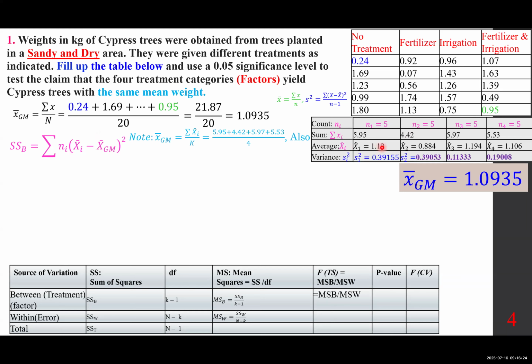times 1.19 minus 1.0935 quantity squared plus, again, 5 because it happened to be 5, the average is 0.884 minus the grand average quantity squared, plus 5 times the average, which is 1.194 for this group, minus the grand one quantity squared. The same thing for the last one. That's how you get this, and that's 0.317295, and it goes right here.